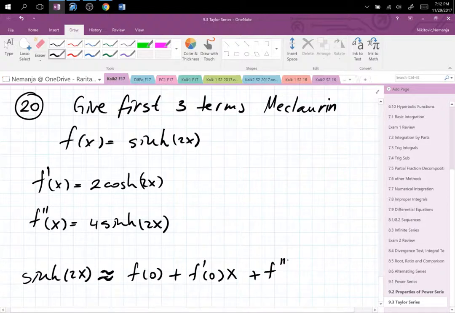I asked for the first three terms. I can achieve that with two derivatives, plus the original function. It's a hyperbolic. 6.2, 6.10.